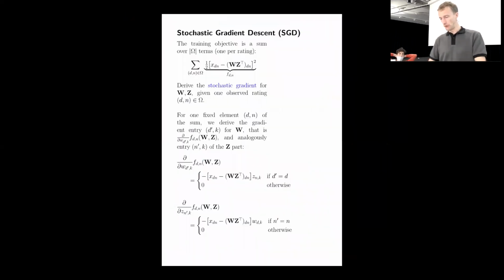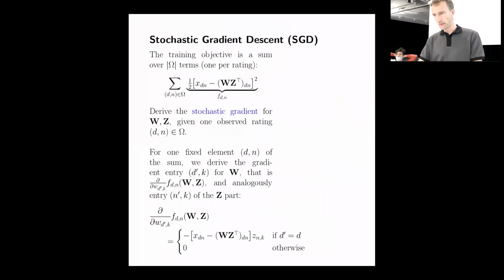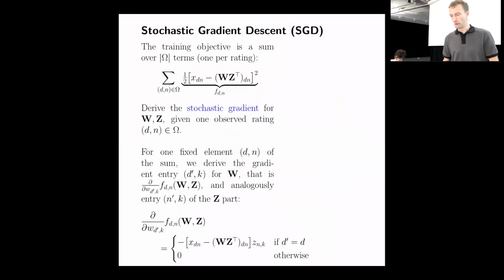All right, then we should talk a bit about how to optimize it. And so, as usual, it will be stochastic gradient descent. This will be pretty standard. There's no big surprise here. It's maybe quite interesting how expensive it is.